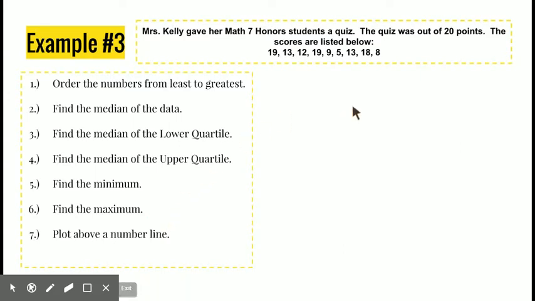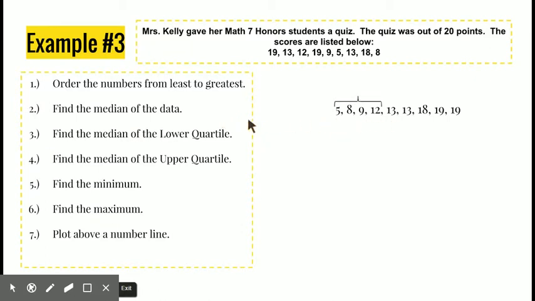Okay, so Mrs. Kelly gave her Math 7 honor students a quiz. The quiz was out of 20 points. The scores are listed below. Now we're going to go through each step. So it says, first, order the numbers from least to greatest. So that's a really easy step. I start with 5, and I find the next lowest number all the way up. And then what I need to do is find the median of the data.